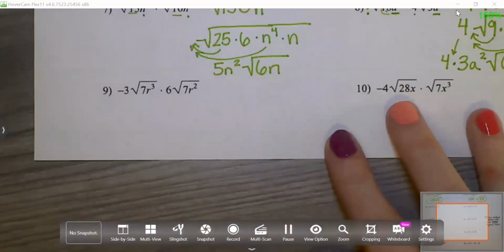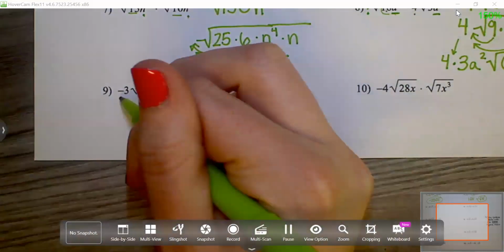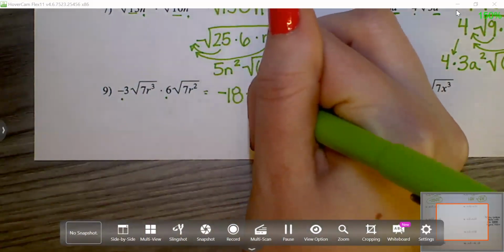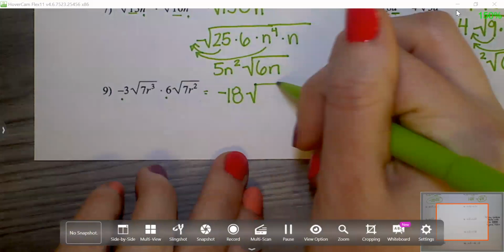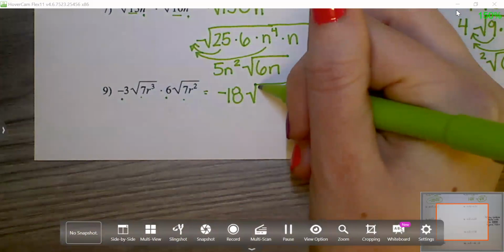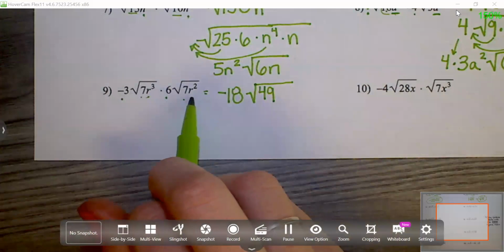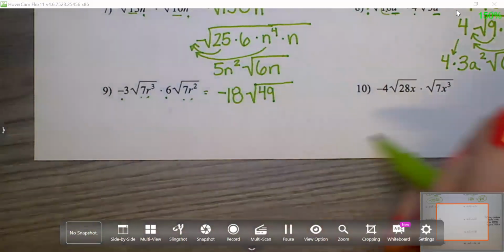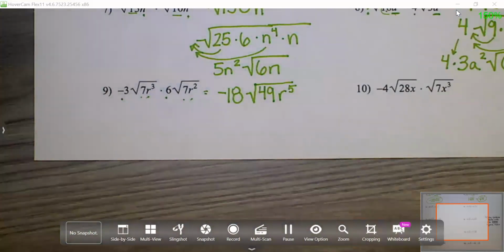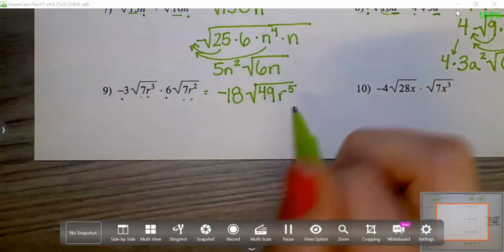Next one in here. I have two numbers standing in front. So -3 times 6 is -18. That's going to be in front of my square root. 7 times 7 is 49. R to the third times R to the second is going to be R to the fifth power. 49 is a perfect square, so it's going to be able to completely come out, but I need to break down this R to the fifth.